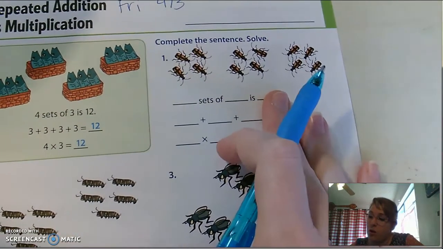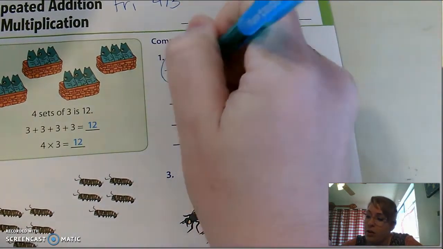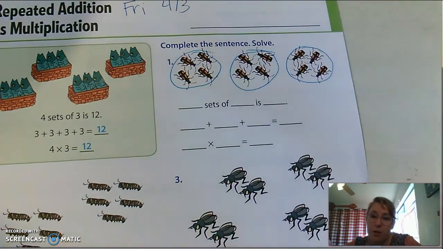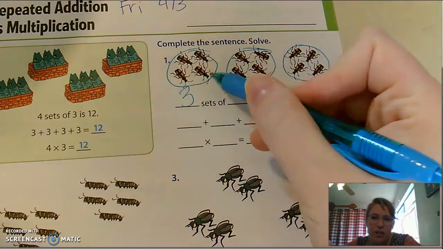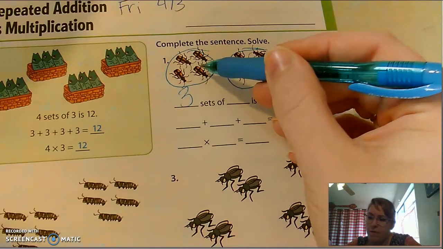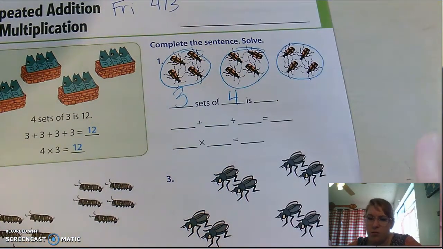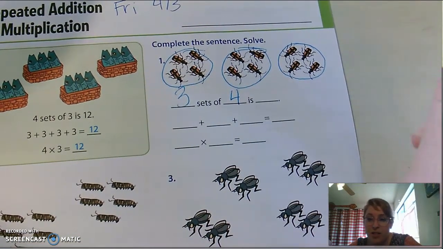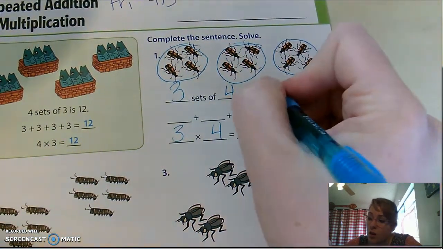Okay, so I have how many sets of bugs? 1 set of bugs, 2 sets of bugs, 3 sets of bugs. I have 3 sets. How many bugs are in each section? 1, 2, 3, 4. 3 sets of 4 is, well, how much is 3 sets of 4?